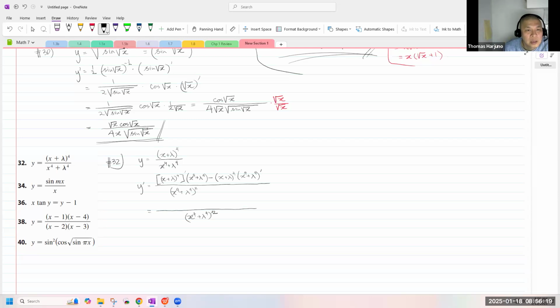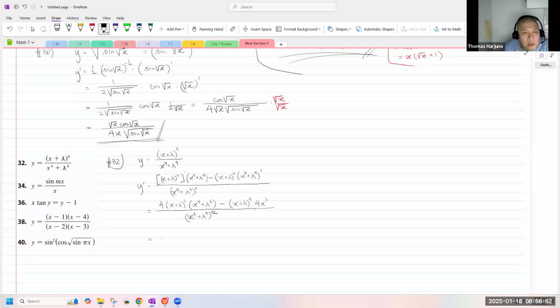The derivative of this guy is 4 times (x plus lambda) cubed times the derivative of x plus lambda, which is just 1, right? Times x to the 4th plus lambda to the 4th, minus this is (x plus lambda) to the 4th times 4x cubed. Is there anything I can cancel? I don't think so, huh? Oh, I have a common factor on the top.